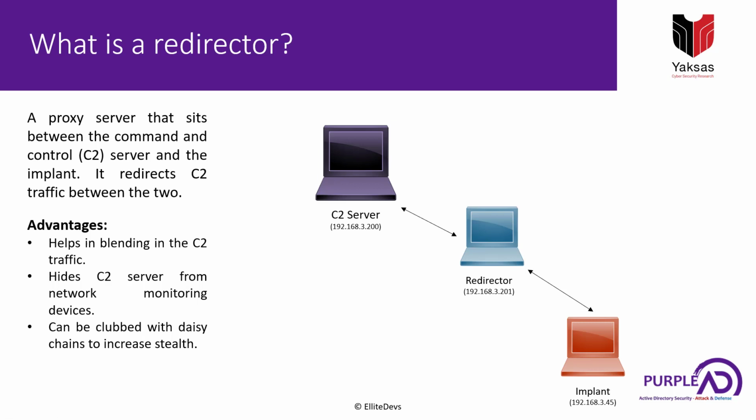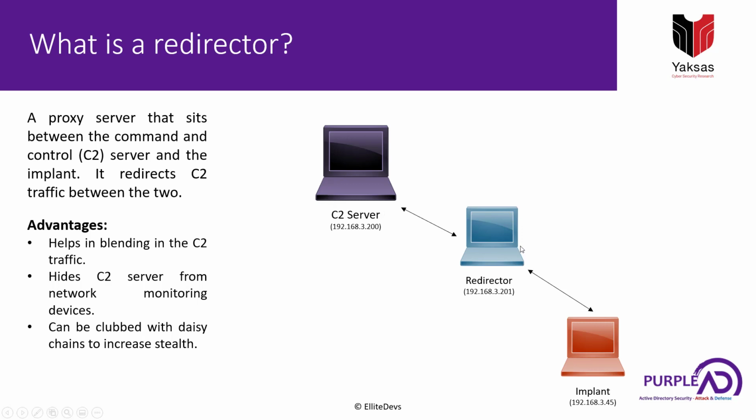The second advantage is, because the redirector is sitting in between the C2 server and implant, it hides the C2 server from network monitoring devices in the target network. With redirector in place, all those devices will see that the workstations in the network are communicating to the redirector and the C2 server will be invisible to them.